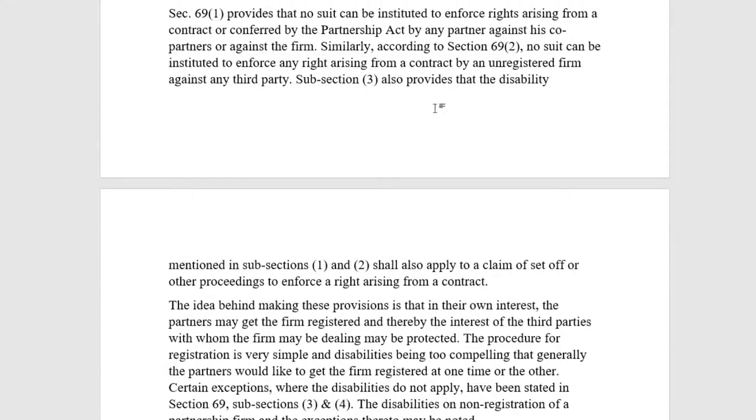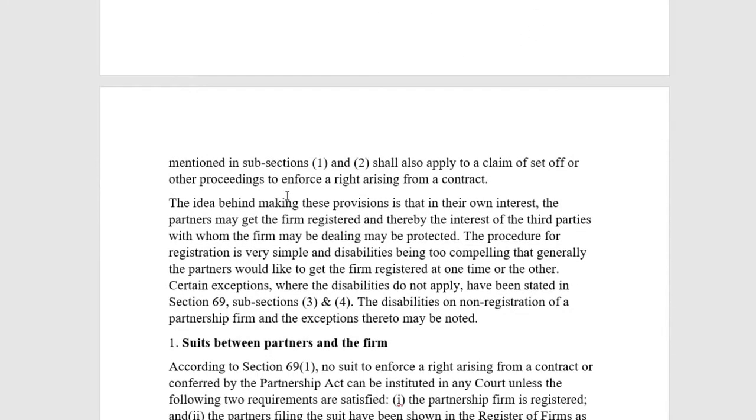Subsection 3 provides that the disability mentioned in subsections 1 and 2 shall also apply to a claim of set-off or other proceedings to enforce a right arising from a contract. So this is also very important. Here an unregistered firm or any partner cannot claim set-off. I know what is meant by set-off. There is some amount due to the partnership firm from a third person, and the partnership firm also has to pay certain money to the third person. That means both the parties have certain amounts due.